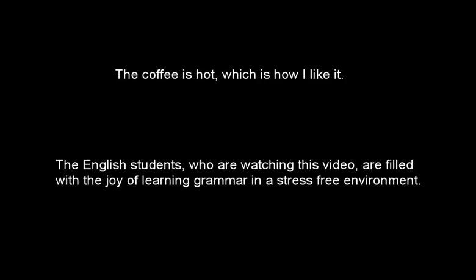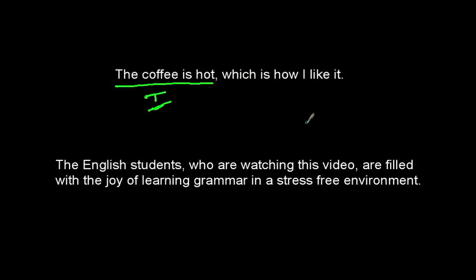The coffee is hot, which is how I like it. Now in this case we have that which. We have the independent clause right here: the coffee is hot. It can stand on its own. Which is how I like it. Now again we have that subordinate clause following an independent clause. There shouldn't be a comma, but we have this exceptional which here.